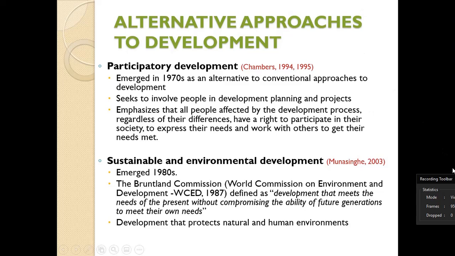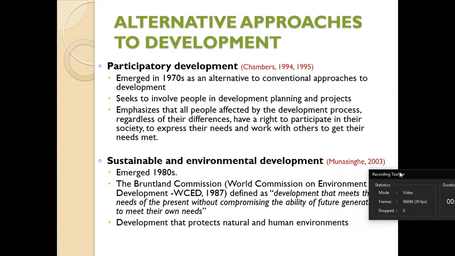Then you have participatory development, where you have Robert Chambers, who is a champion of participation in development. It emerged in the 1970s as an alternative to the other top-down approaches, whereby the state and other actors plan and do everything for the poor. But in this case, participatory development advocates for everyone in the community to get involved, including women, the disabled, youth, the elders, and so on.